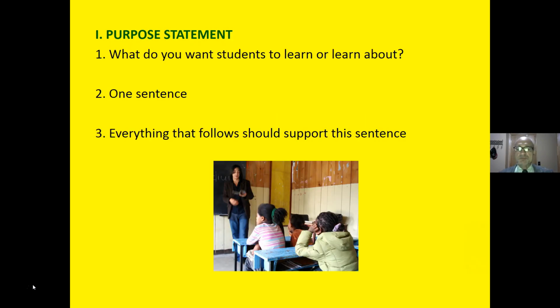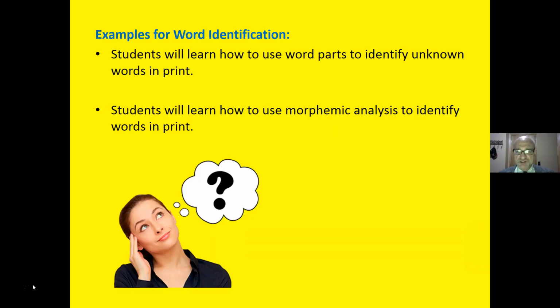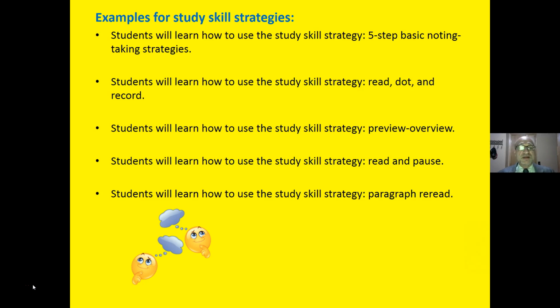All right. Now, purpose statement is what you want students to learn or learn about. It is one sentence. Everything that follows should support that sentence. If not, don't include it in your lesson. Now, here's some examples. You can stop the video and look at these. Students will learn how to use morphemic analysis. Other examples for a study skill strategy.